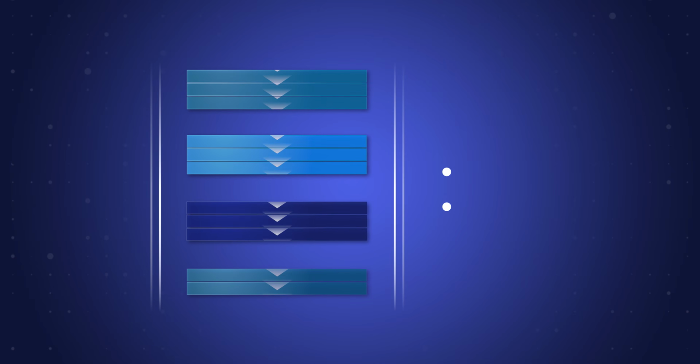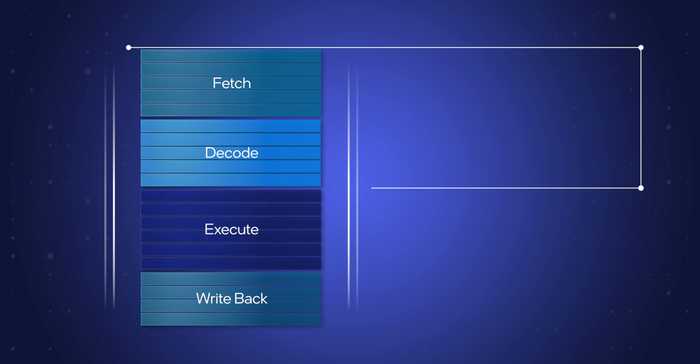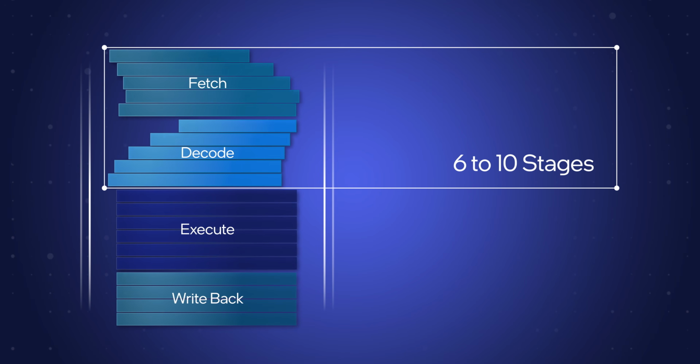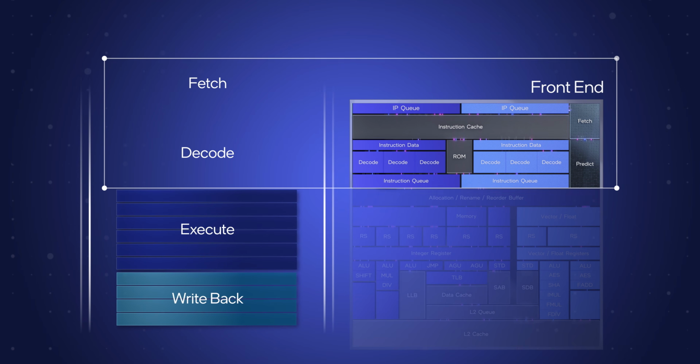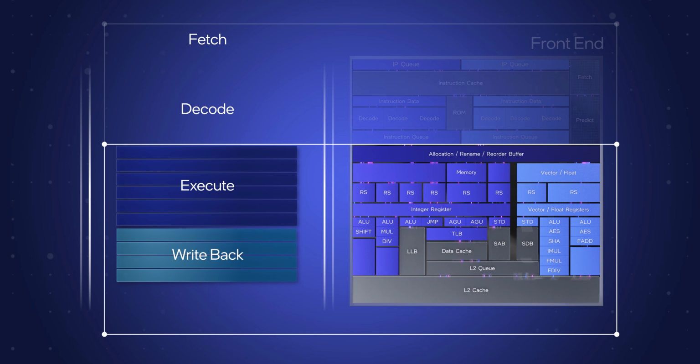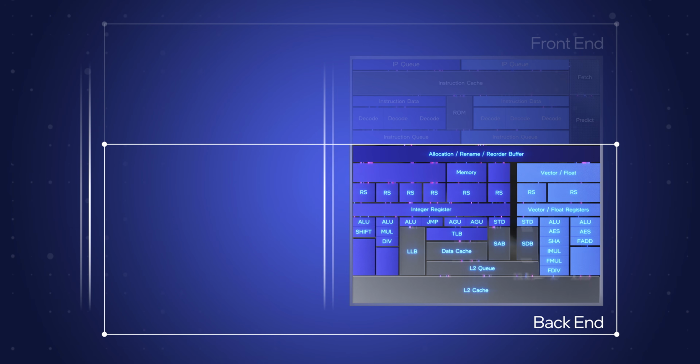CPUs are very similar. In general, the more pipeline stages you have, the faster each stage can run, and the more stages are being done in parallel. A modern microprocessor has around 15 to 20 stages. The fetch and decode stages typically have 6 to 10 stages. Collectively, these are called the front end of the microprocessor. Execute and write back have also grown into roughly 6 to 10 stages. These are called the back end of the microprocessor.